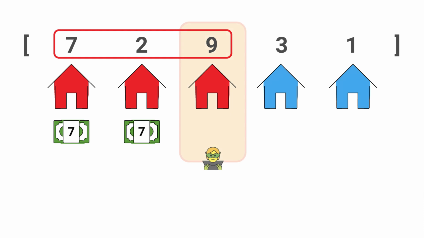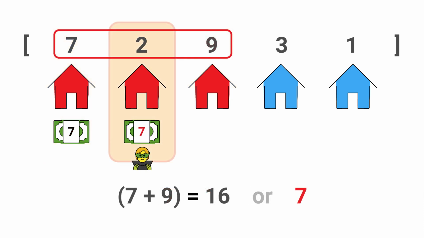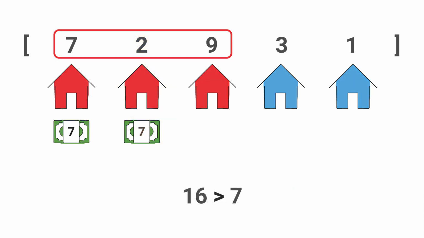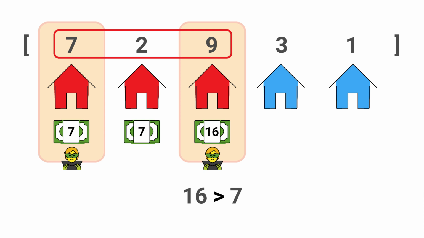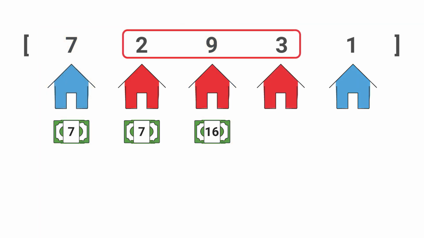Here, if we are robbing the third house, we can also rob the first house, which will give a total money of 16. If we are not robbing the third house, then the best amount of money we can have till the second house is 7. Since 16 is greater than 7, we will rob the first and third houses. Now let's consider the next three houses.